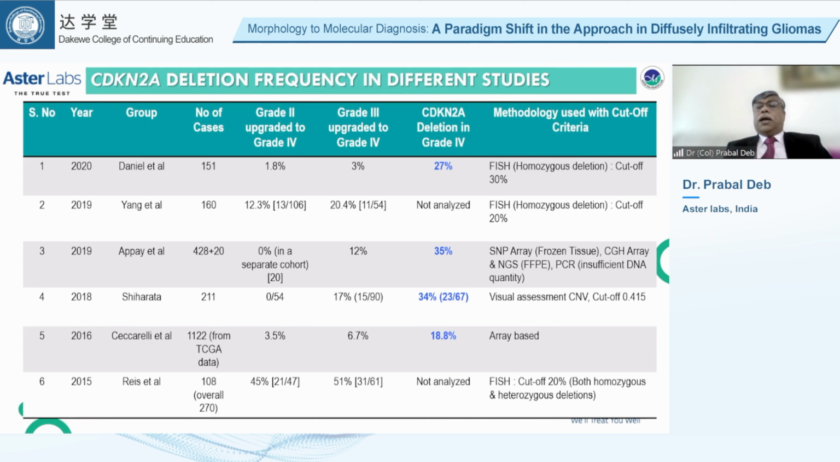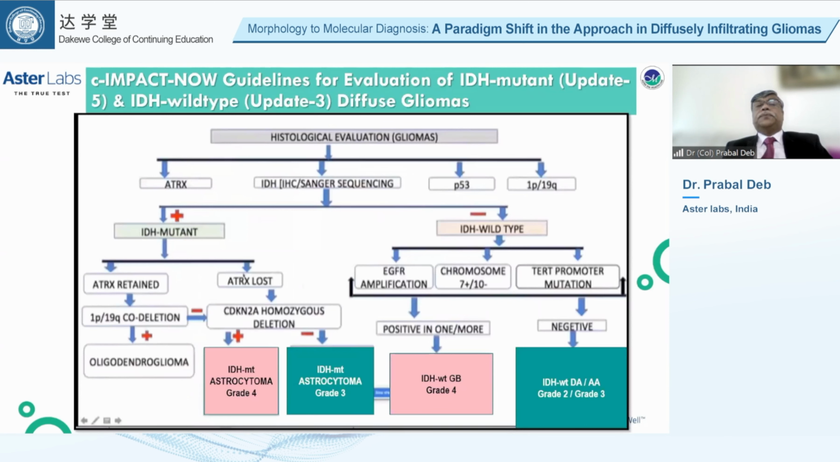And overall, it has been depending on the type of method that has been done. There have been cutoffs which were being reported by various groups. So overall, what did they summarize?